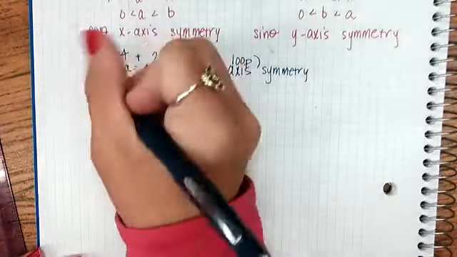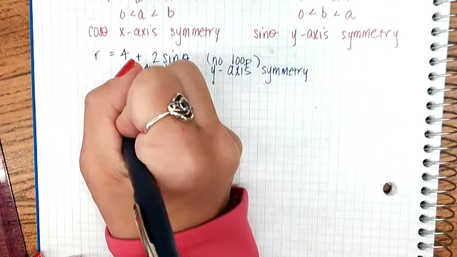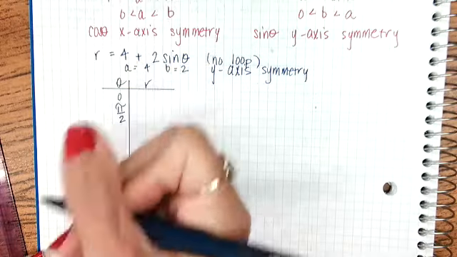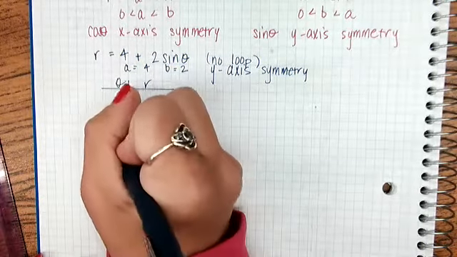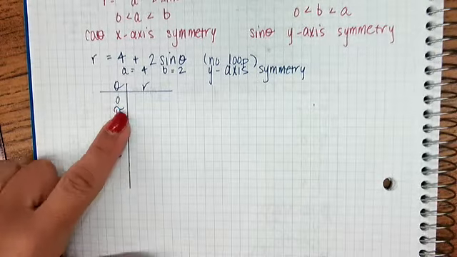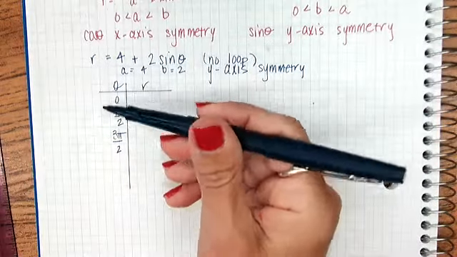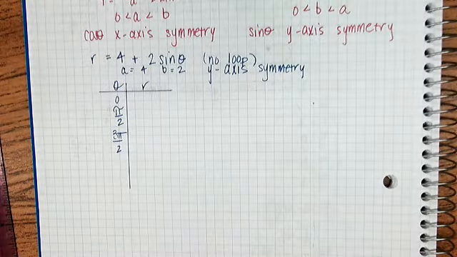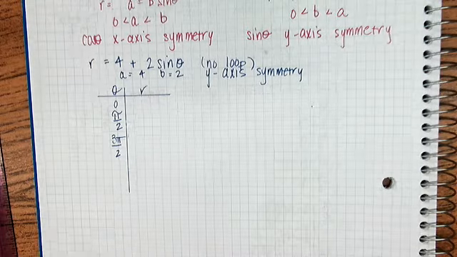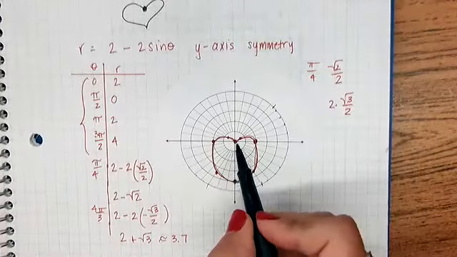If it's got y-axis symmetry, then I'm not going to plug in pi. If you plug in 0, you don't get 0. That's how you know it doesn't go through the origin. When I plug in any of these points, none of them are going to be 0. That's how you know it's not a cardioid, or it's not a cardioid through the origin.